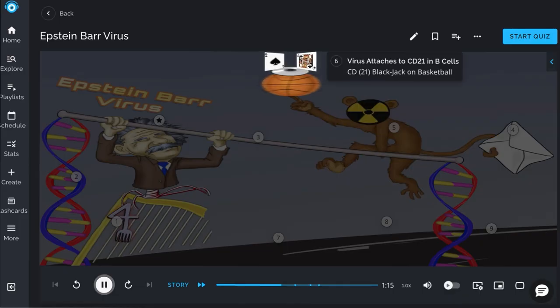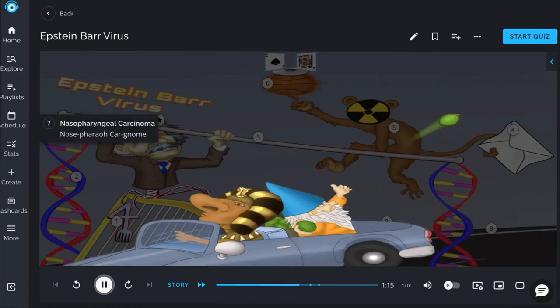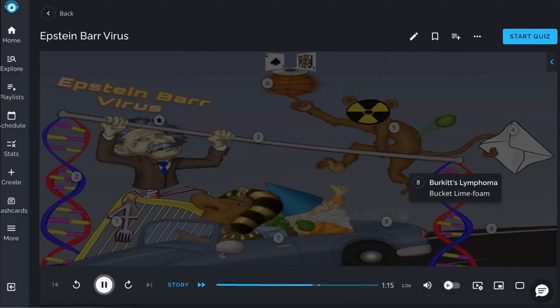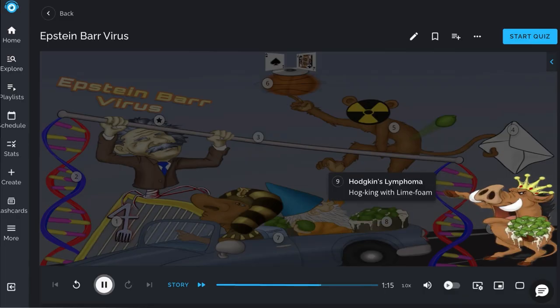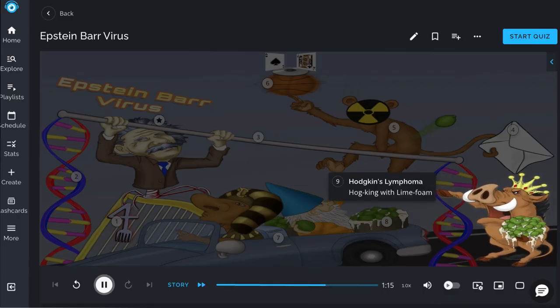Epstein-Barr attaches to CD21 receptors on B cells, illustrated by the CD with the 21 blackjack cards on the basketball. Epstein-Barr virus can also lead to the development of nasopharyngeal carcinoma, the nose pharaoh with the carcinoma, as well as Burkitt's lymphoma, the bucket with lime foam. The development of Hodgkin's lymphoma, shown by the hog king with lymph-lime foam, has also been associated with Epstein-Barr.